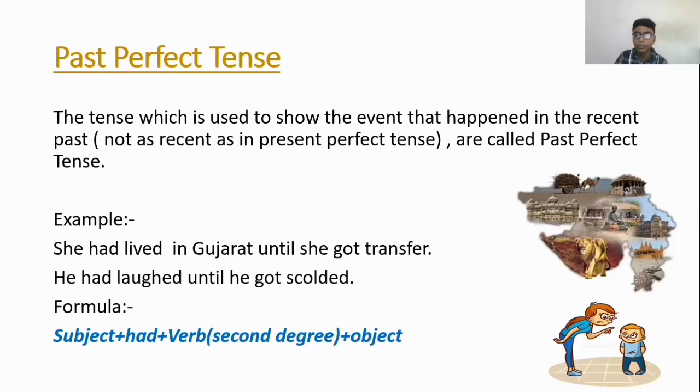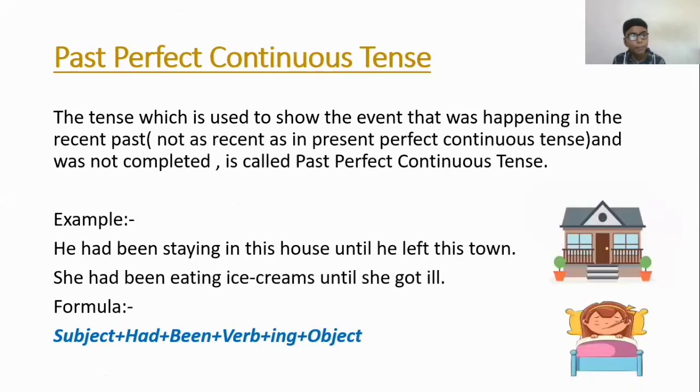Now let's move to the second: past perfect continuous tense. The tense which is used to show an event that was happening in the recent past. Here also the recent past is not as recent as in present perfect continuous tense. And here the verb was not completed. So just like past perfect tense, in past perfect continuous tense also, the verb happened some time further in the past than the present verb. I hope you are getting this. And in this case, the work was not completed as well.